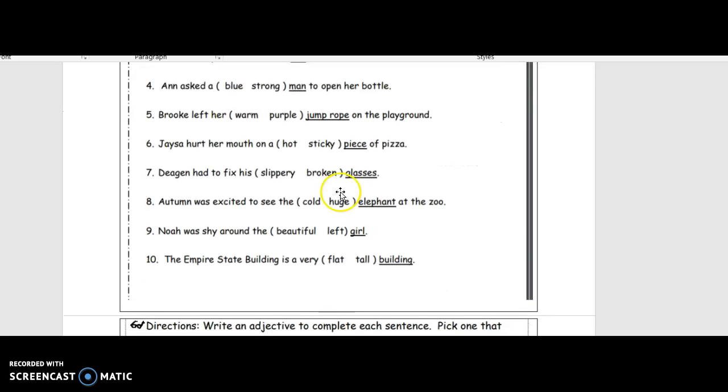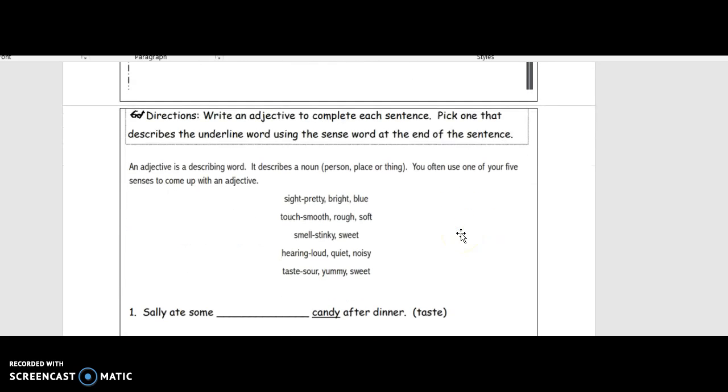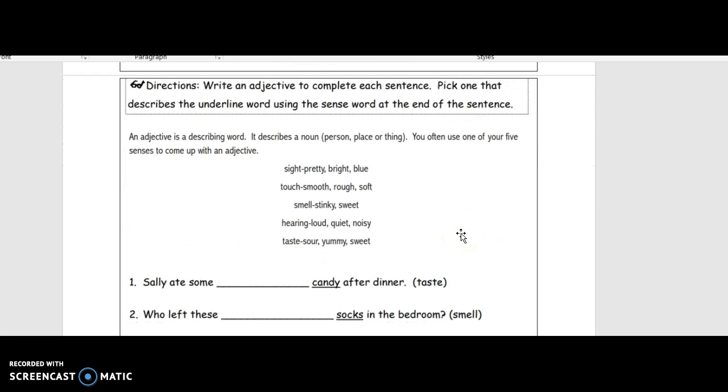And then, once you did all 10 of those, you're going to do this next part, and you write an adjective to complete each sentence. Pick one that describes the underlined word. So, for example, number 1, Sally ate some blank candy after dinner. So how would we describe candy? We wouldn't say pretty. We could say sweet.